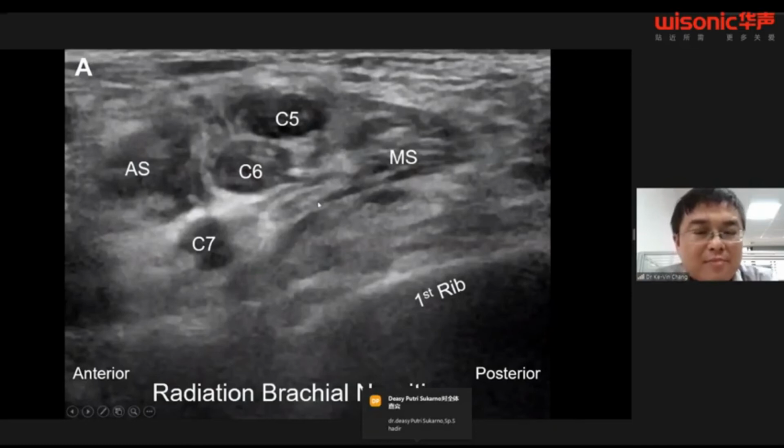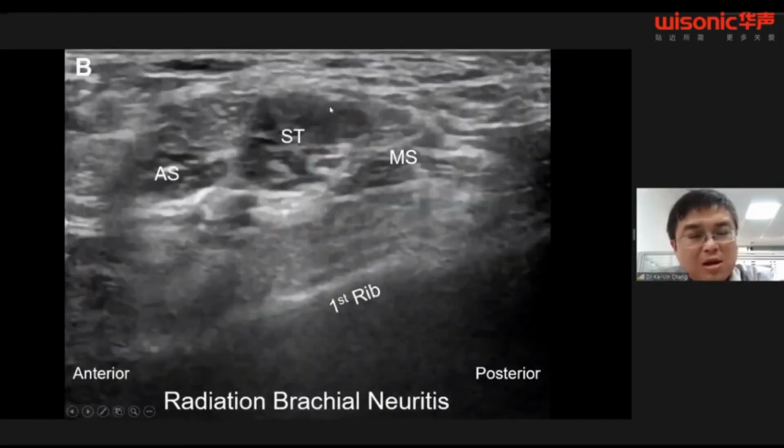And usually at this level, we need to see the anterior scalene and the middle scalene muscle. But in this case, we cannot see anything because all the muscle becomes atrophic. And the nerve, the epineurium and the perineurium cannot be differentiated. And this is another case suffering from radiation brachial neuritis. As you can see, this is a nerve root, and the nerve root becomes very swollen because of being entrapped by the fibrotic band of the muscle. So you can see this is the anterior scalene, it's atrophic and fibrotic.